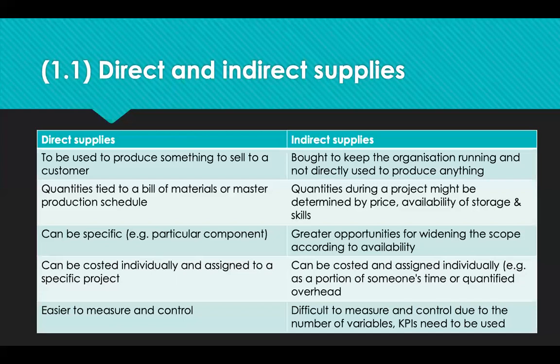There are more opportunities for widening the scope according to what's available, as well as outsourcing or merchandising. And items can be costed and assigned individually or quantified as an overhead. For example, if a programmer spends 50% of their time working on a specific project, this could be costed against the project. If the programmer supports many projects and its proportion of time spent on each varies from one week to the next, it's really not worth measuring. So then the organisation would class it as an overhead.